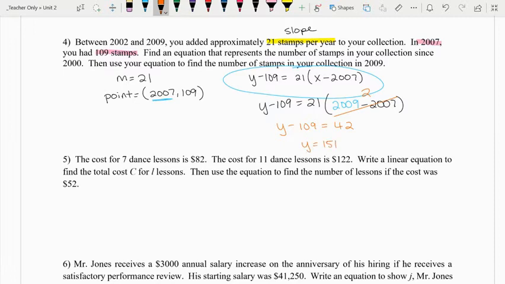Okay, now again, we need to figure out what that means. We would have 151 stamps in our collection.